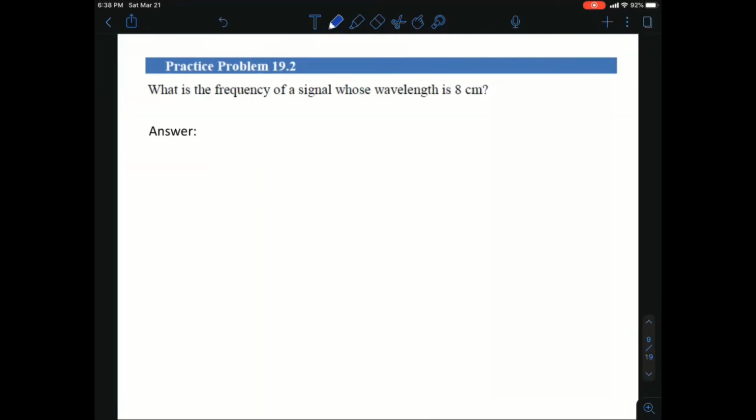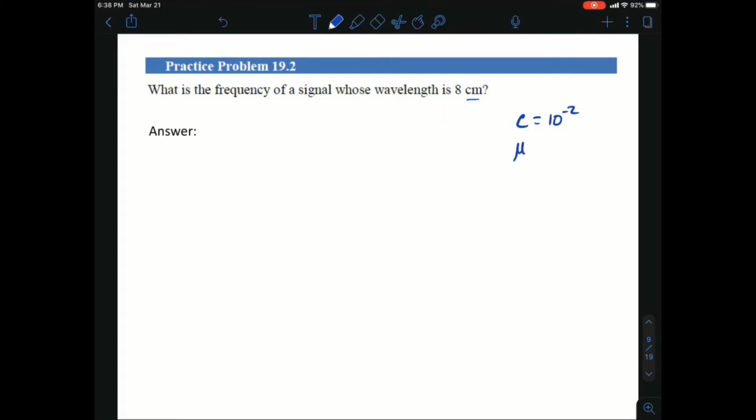So here's practice problem 19.2, and it says, what is the frequency of a signal whose wavelength is 8 centimeters? Just like I said, you might want to be familiar with your kilos, megas, and gigas. You might want to be familiar with your centis and nanos and micros as well. So, centi, 10 to the negative 2.